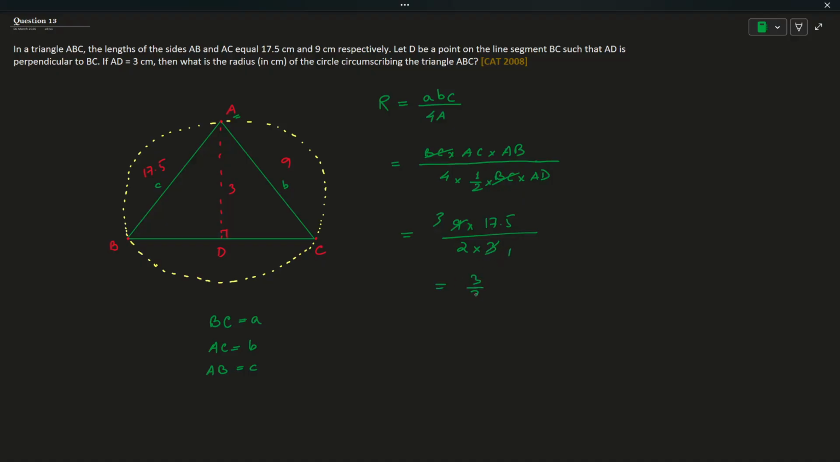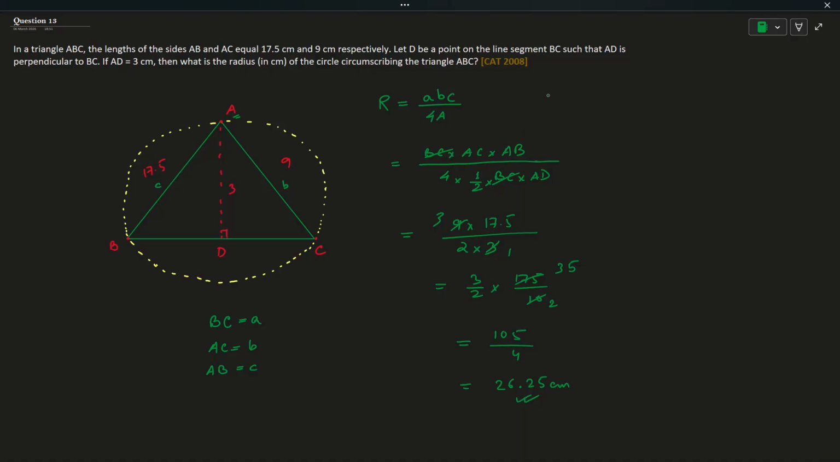So 3 by 2 into 175 by 10. So 5 into 2, 5 into 3, 25. So this is 15, 9, 10 by 4. This is 4 into 2 is 8, 25. So 26.25 centimeter is the required answer. A very simple question if you know the formula.